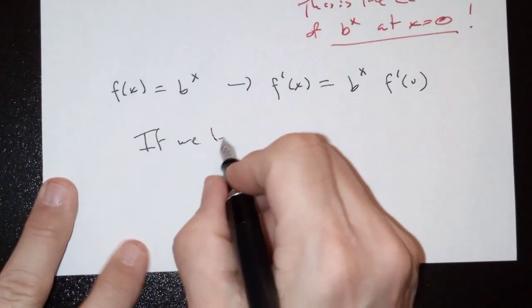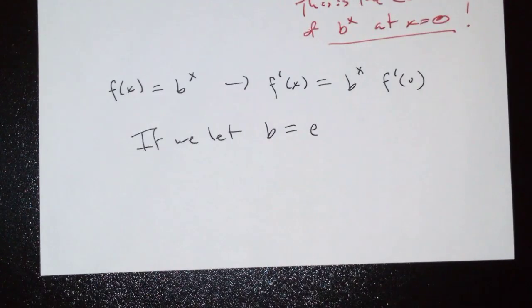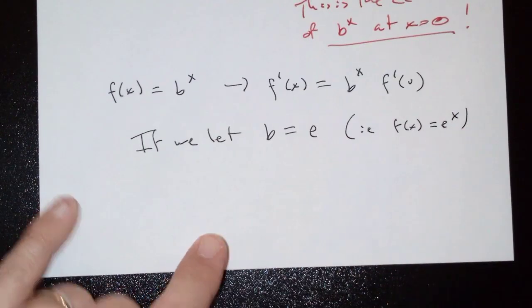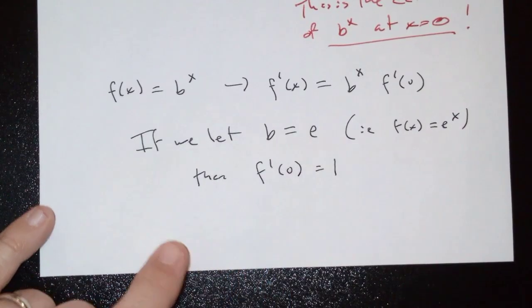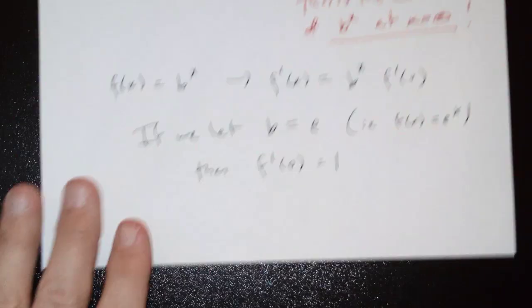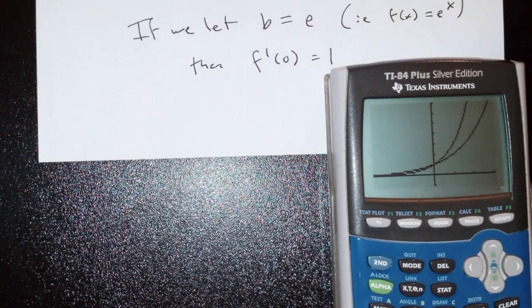If we let b equal the number e, in other words, we're using e to the x, then f prime of 0 is equal to 1. As a matter of fact, this is a good way to define where the number e comes from. It's the curve we picked that looks like these that has exactly a slope of 1 when x equals 0. Not 1.09, not 0.7, but exactly 1.